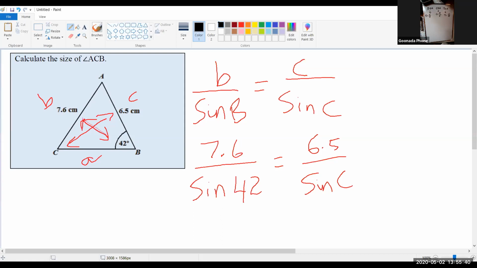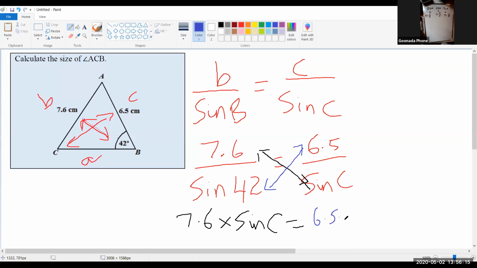Anybody? We cross multiply, right? So as you can see here with the arrow, it's 7.6 multiplied by sine C is equal to 6.5 multiplied by sine 42.